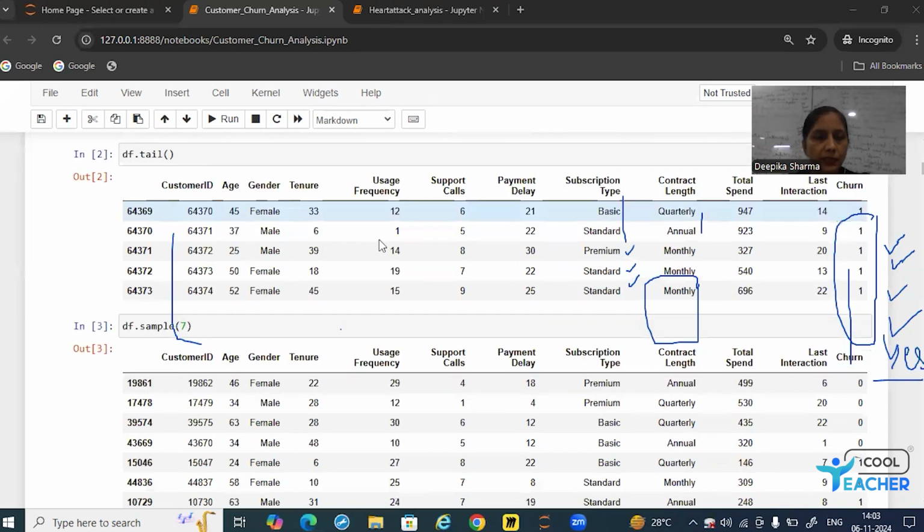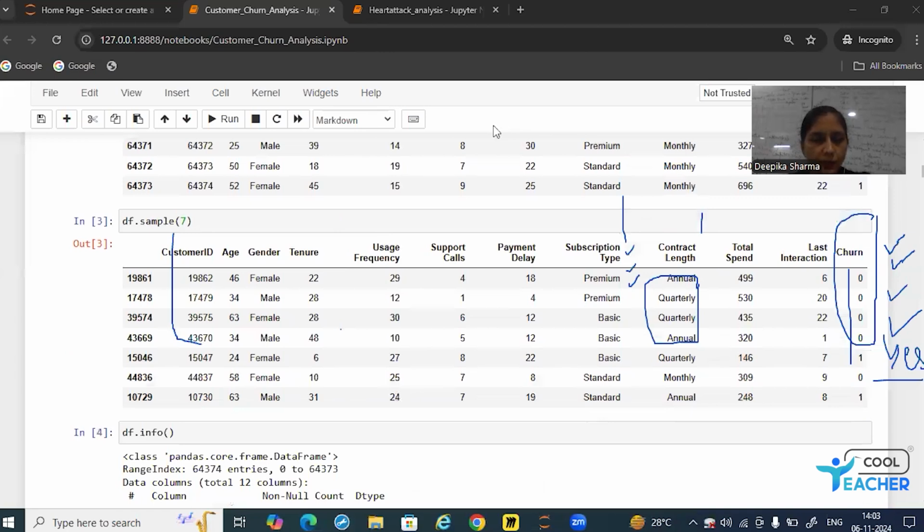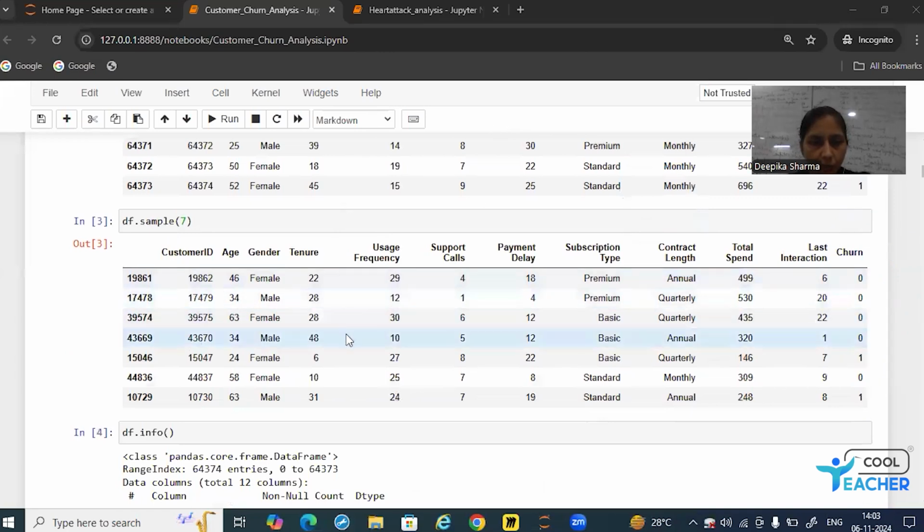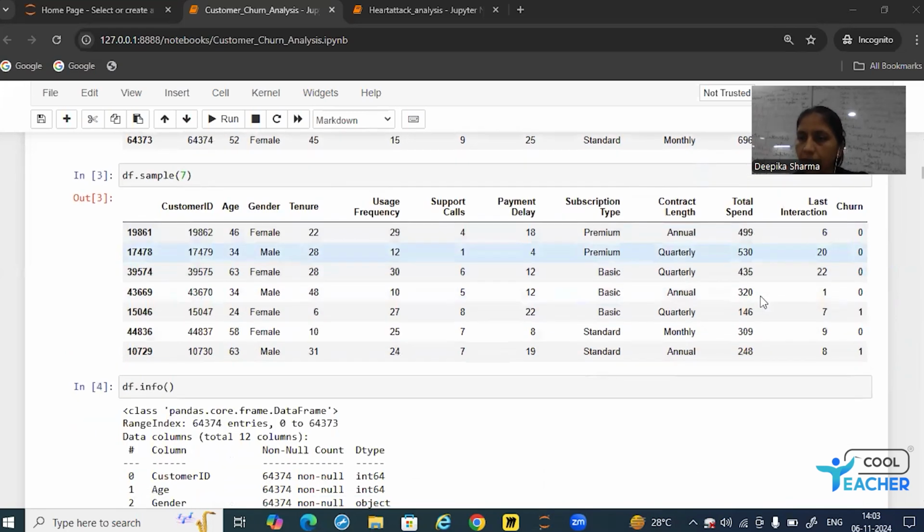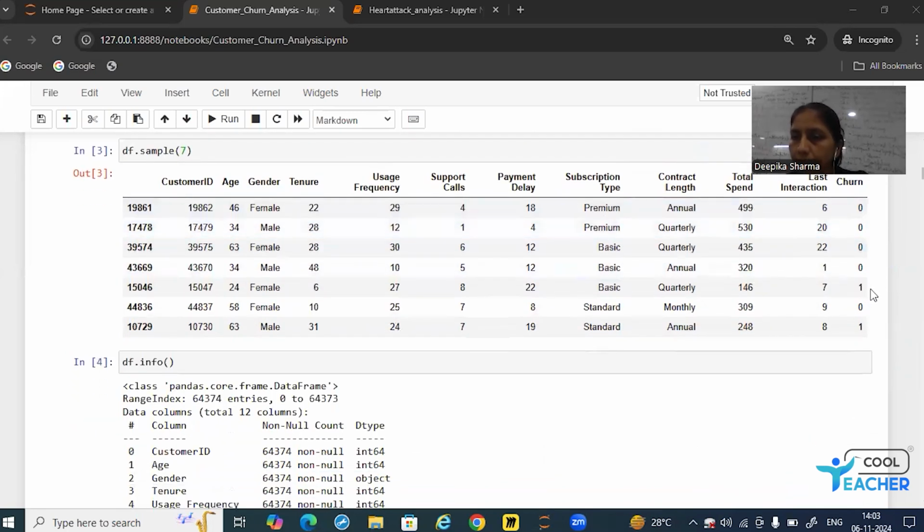In a similar way, we can check a sample here. Suppose I'm taking 7 samples, so 7 rows are displayed randomly. Some of the churn labels are 0 and some of them are 1. 0 means the customers are retaining with the subscription, and 1 means in one case the customer has left the subscription.